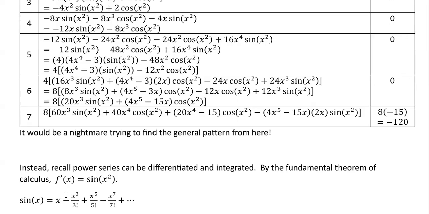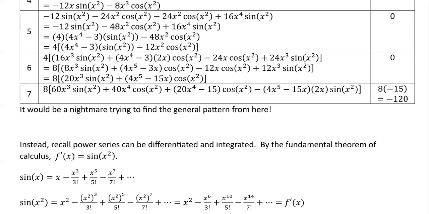So, like any function, if you change the argument or the input, so x becomes x squared, wherever there's an x on the right-hand side, put an x squared. That's what I did here, which simplifies to x squared minus x to the 6 over 3 factorial plus x to the 10th over 5 factorial minus x to the 14th over 7 factorial, and so on and so forth. This is my f prime of x. Notice, because f prime of x is sine of x squared, this is the Taylor series for it.